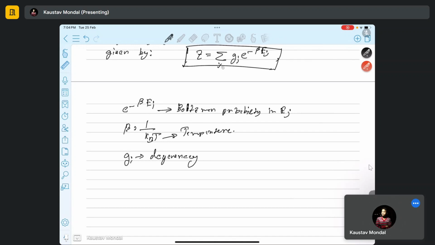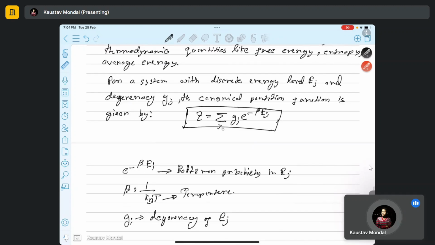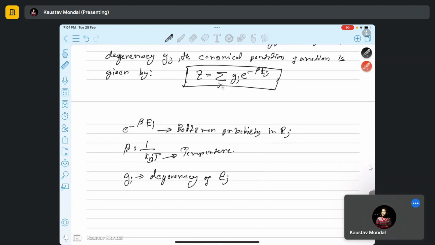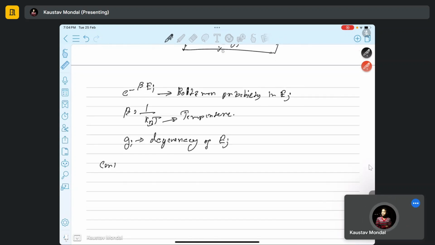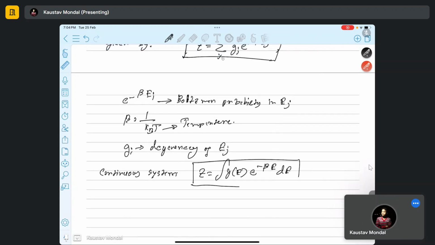Degeneracy of Ej, and this is for a discrete system. And for a continuous system, this Z will be simply the integral of g(E) e to the power minus beta E dE. This is for the discrete system, this is for the continuous system. Okay.